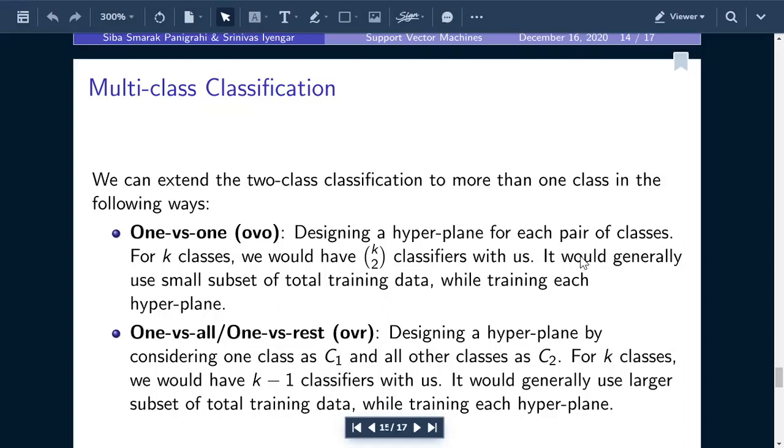Okay, so in one versus one, you're designing a hyperplane for each pair of classes. So let's say there are three classes, cow, duck and buffalo. I don't know what kind of classification this would be, but okay. So I'll be designing a classifier between cow and duck, duck and buffalo, and cow and buffalo. So that is one versus one. I'm designing three classifiers. So if there are k classes, I'm going to design k choose two classifiers, and it will generally be faster. Why? Because I'm using a subset. While I'm training a hyperplane for cow versus duck, I'm using the training dataset which contains cow and duck. I'm not using buffalo. Similarly, when duck versus buffalo, I'm using duck and buffalo only. I'm designing a hyperplane between them.